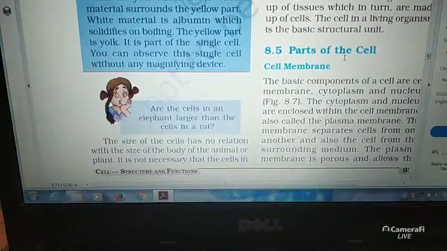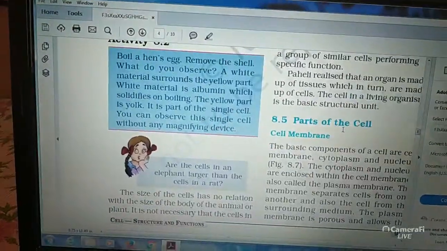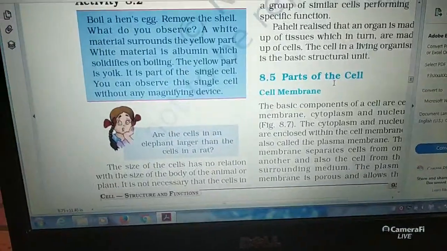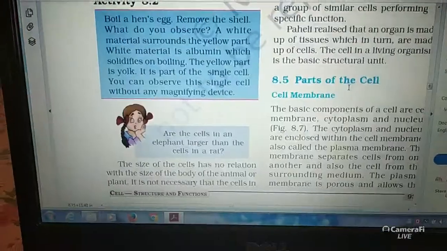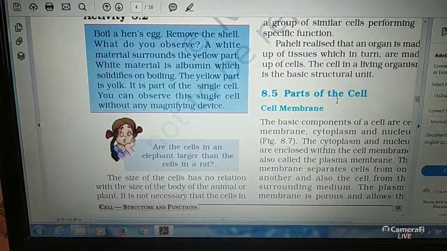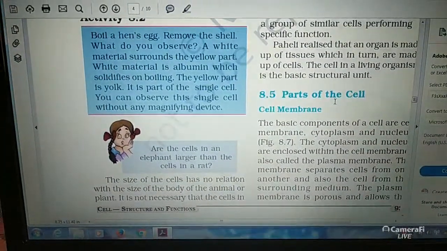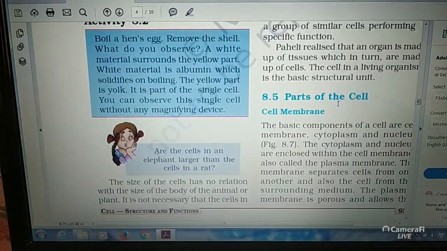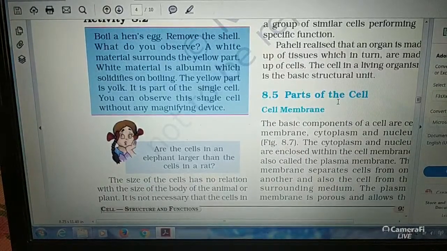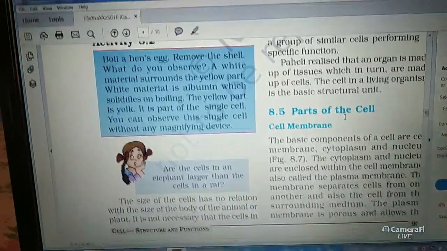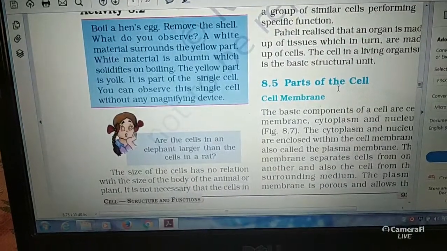Okay, so the size of the cells has no relation. Here, ma'am, whether white blood cell? No picture has been given of white blood cell. Actually, white blood cells are not like the red blood cells. There are so many white blood cells, and they can change their shape according to their need.